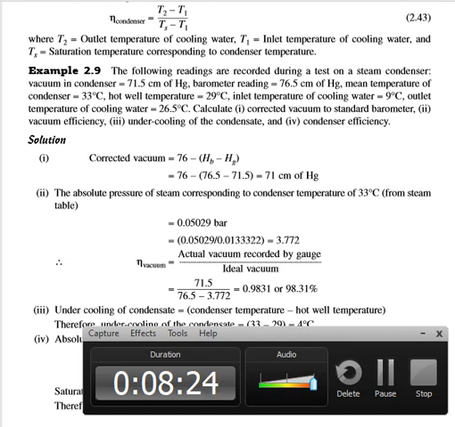Calculate, first, the corrected vacuum to standard parameter. Second, the vacuum efficiency. Third, the undercooling of condensate. And fourth and last, the condenser efficiency.